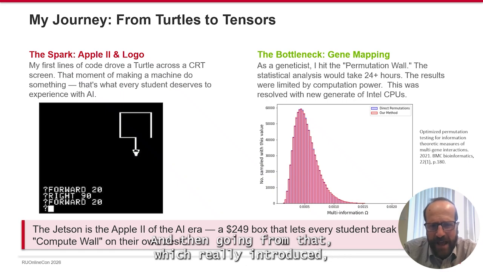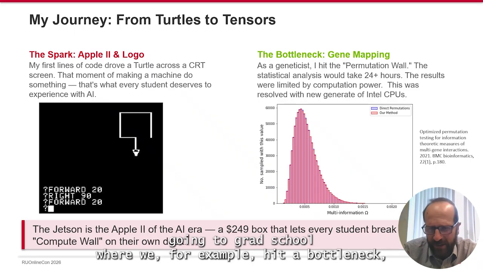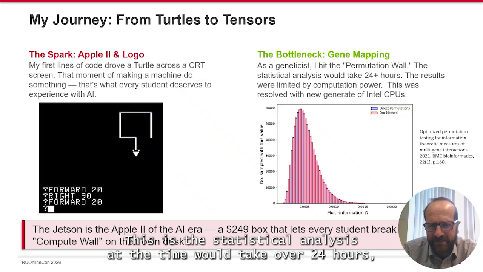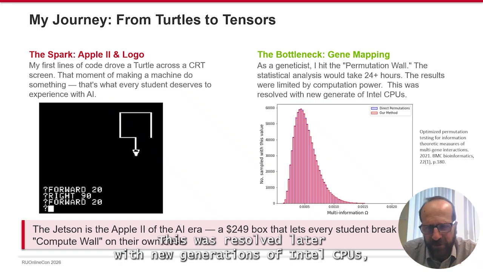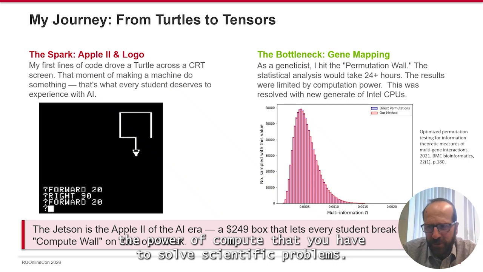And then going from that, which really introduced me to computer programming at the basic level, going to grad school, when we were doing gene mapping, we hit something called the permutation wall. This statistical analysis at the time would take over 24 hours, and the results were obviously limited by computational power. This was resolved later with new generations of Intel CPUs, but it made me appreciate the power of compute that you have to solve scientific problems.